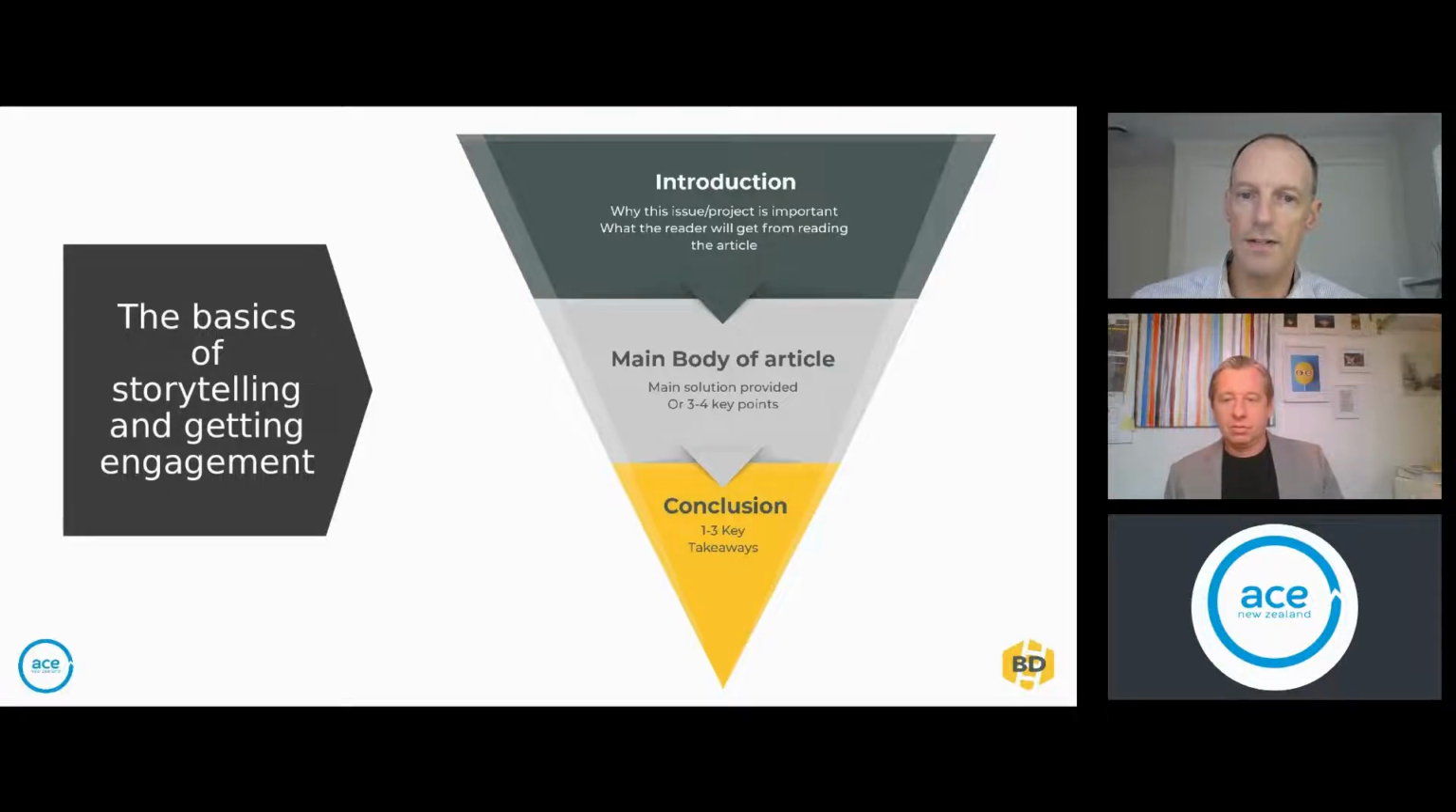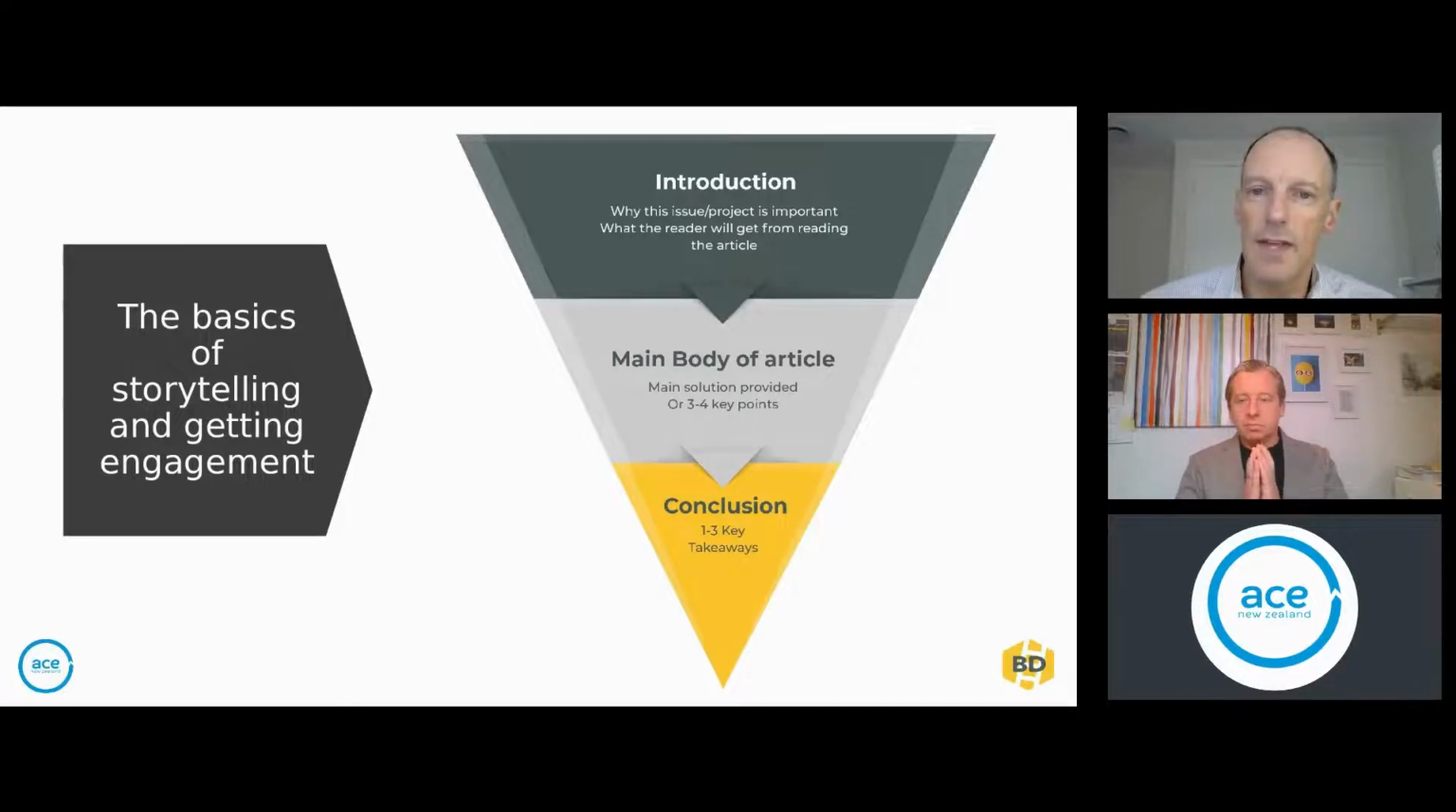And here, just lastly, we've got a little infographic, which is the basic structure for creating a good story in your content. So it starts with an introduction. So why is this issue, or why is this project important? What will they get from reading it? Why should I read it?